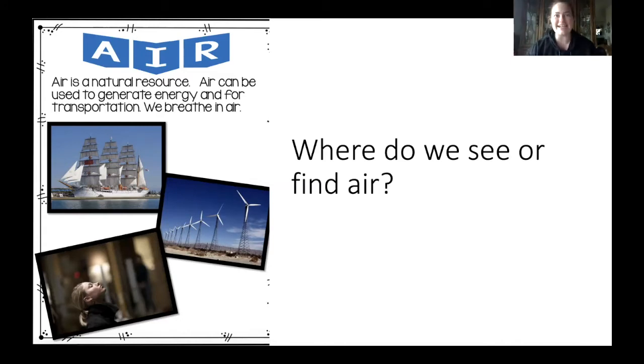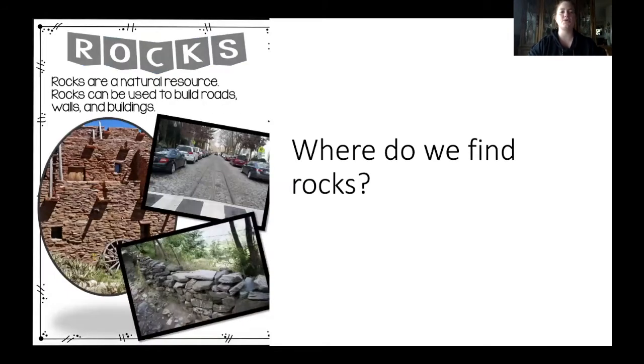Wow, we just used air. And what a natural resource, because we can't make that. Ooh, we learned about rocks in science. Did you know that they're a natural resource? That's right. We don't make them. They just occur naturally. And we use rocks to build roads, walls, buildings. Yeah, you're remembering some of the reasons we used rocks for.